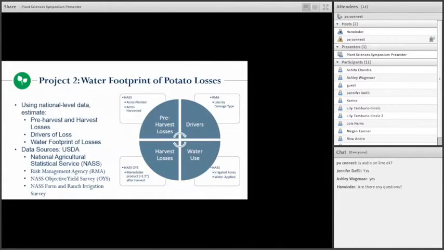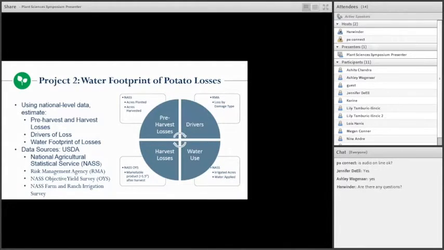So in one data set, they have the National Agricultural Statistical Service, the NASS. They have acres planted and acres harvested. So that gives us a very rough cut of basically what crops were abandoned in the field that year. But it doesn't tell us anything about harvesting.